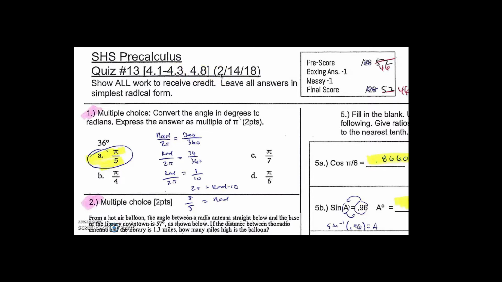Question number 1, multiple choice. Convert the angle in degrees to radians. Express the answer as a multiple of pi. So that means don't multiply by 3.14. Just keep it as a radian.